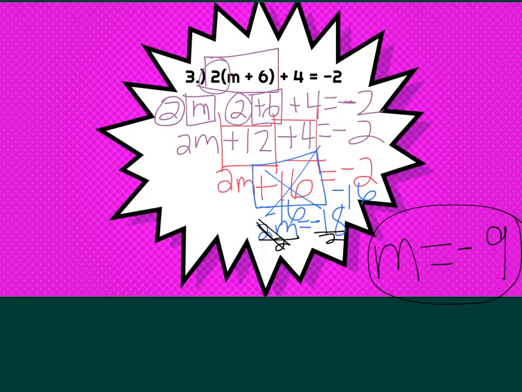Just to check it, we would do 2 times negative 9 plus 6 plus 4 equals negative 2. The negative 9 and the positive 6 are different signs, so we subtract. 9 minus 6 is 3. Keep the sign of the 9. So now it's 2 times negative 3 plus 4. 2 times a negative 3 is a negative 6, plus 4 equals a negative 2. And then we have a negative 6 and a positive 4. They're different signs. Subtract. 6 minus 4 is 2. Keep the sign of the 6, which is a negative, and you'll see that our answer does equal negative 2, and it was correct.